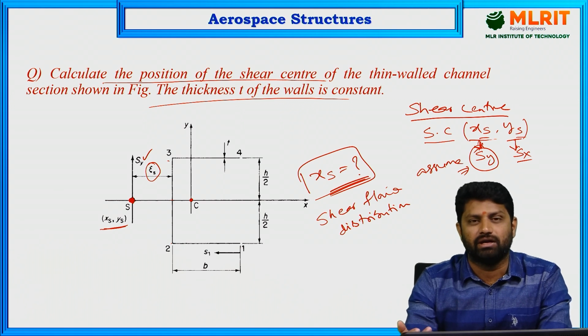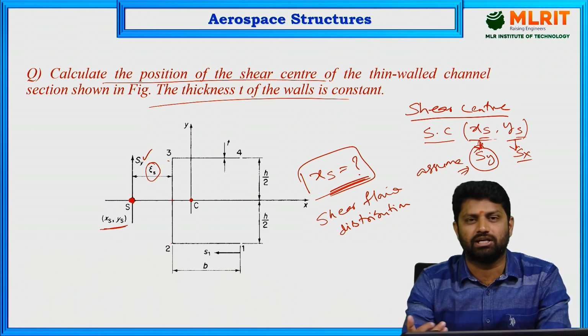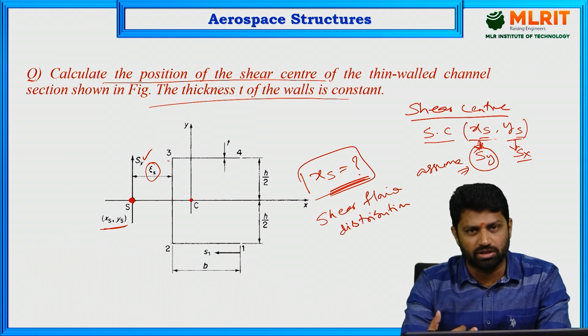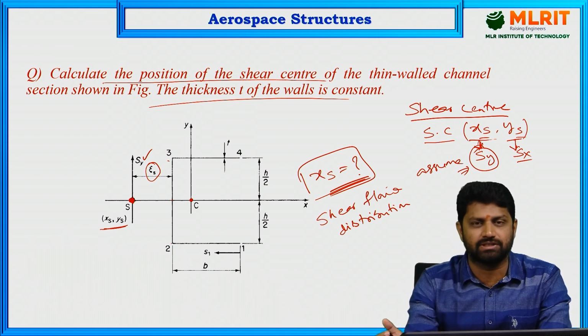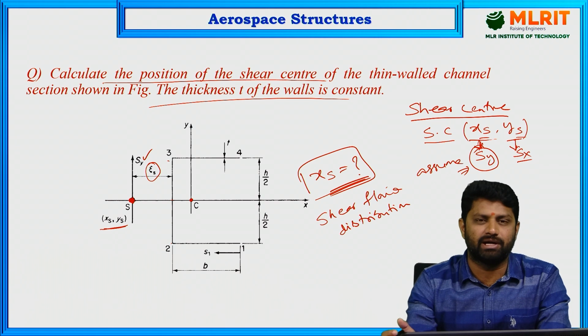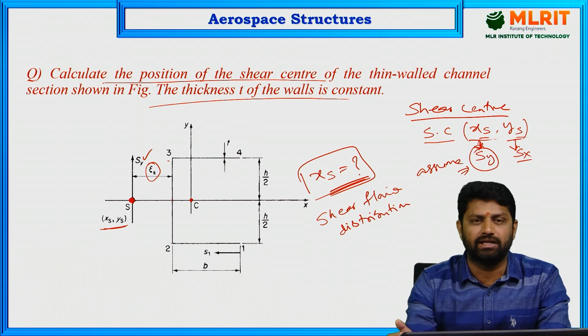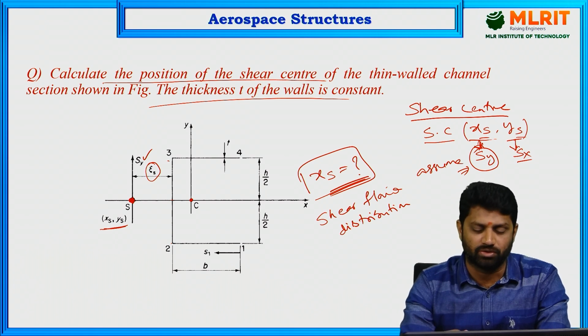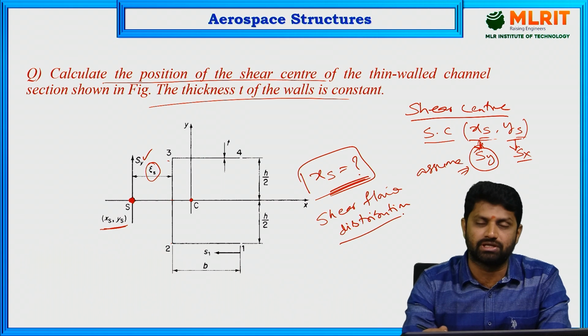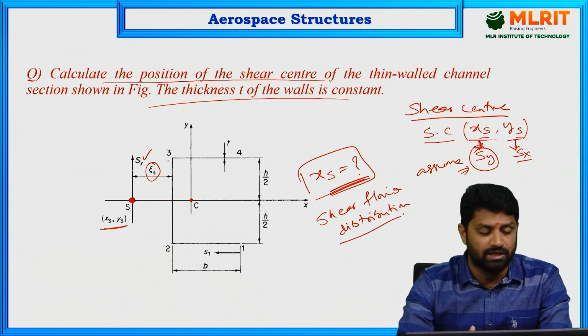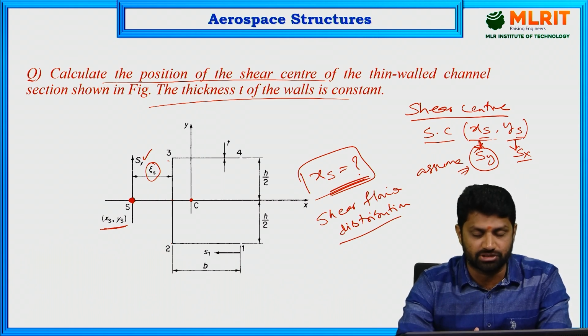But if the question asks to calculate the shear center position, we have to do all the procedure of shear flow distribution first. After completing the shear flow distribution, you have to take moment about a suitable point and equate that to 0 by using the equilibrium condition, and then you are going to get the shear center position. Okay, so to find out the shear center, first we need to go with the regular procedure of shear flow distribution. So first let's look into this problem, the shear flow distribution.